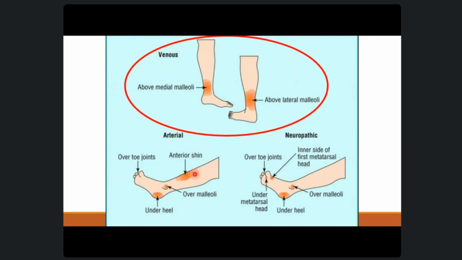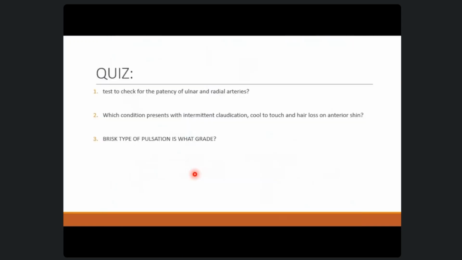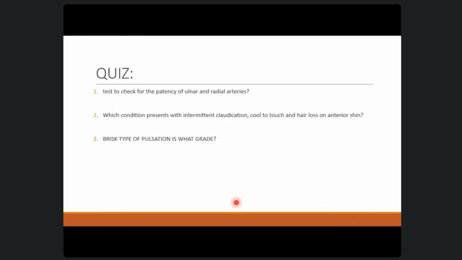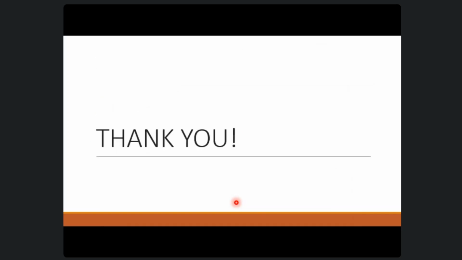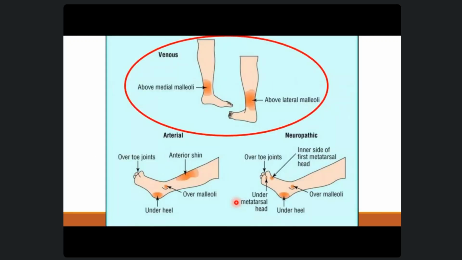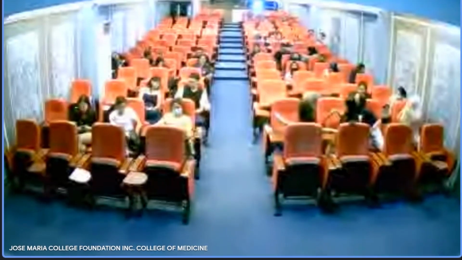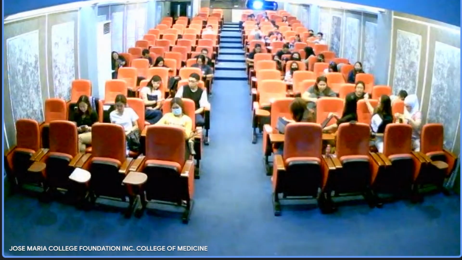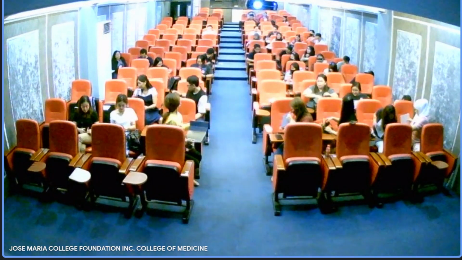So pwede din actually sa anterior shin. So ito din, magandang summary of all the venous, arterial, and the ulcer types. Hindi na lang mabasa. Sige, send ko na lang to sa inyo para makita niyo as a summary. Sige, supposedly may quiz, pero since wala, okay. Okay, so any question? Sige. Thank you.